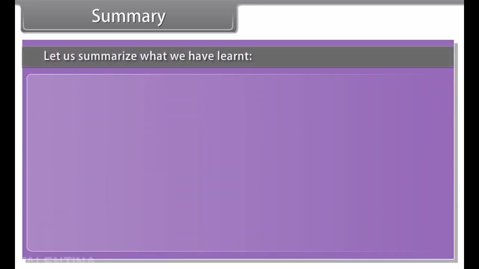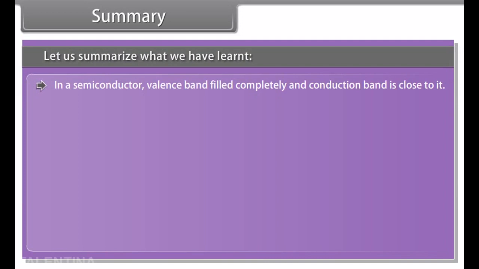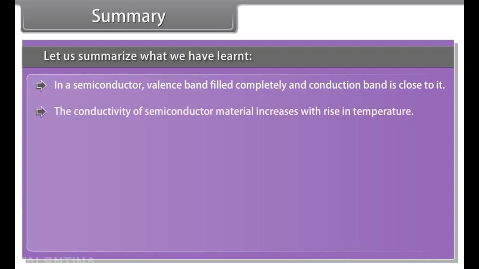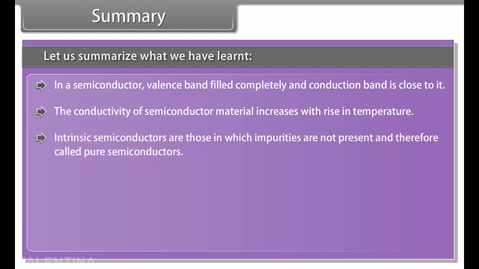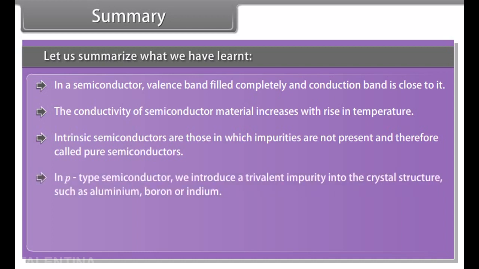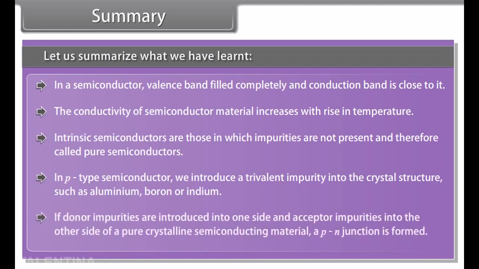Summary. Let us summarize what we have learned. In a semiconductor, the valence band is filled completely and the conduction band is close to it. The conductivity of semiconductor material increases with rise in temperature. Intrinsic semiconductors are those in which impurities are not present and are therefore called pure semiconductors. In a p-type semiconductor, we introduce trivalent impurity to the crystal structure, such as aluminium, boron or indium. If donor impurities are introduced into one side and acceptor impurities into the other side of a pure crystalline semiconducting material, a p-n junction is formed.